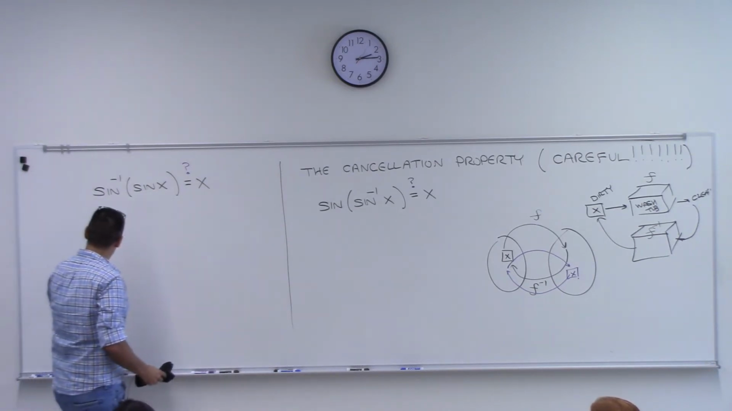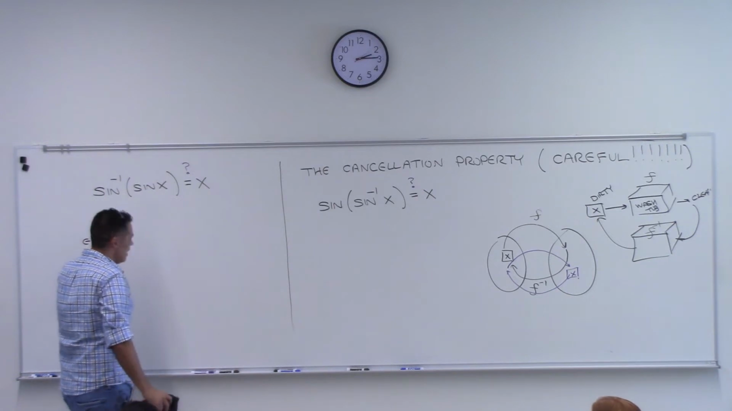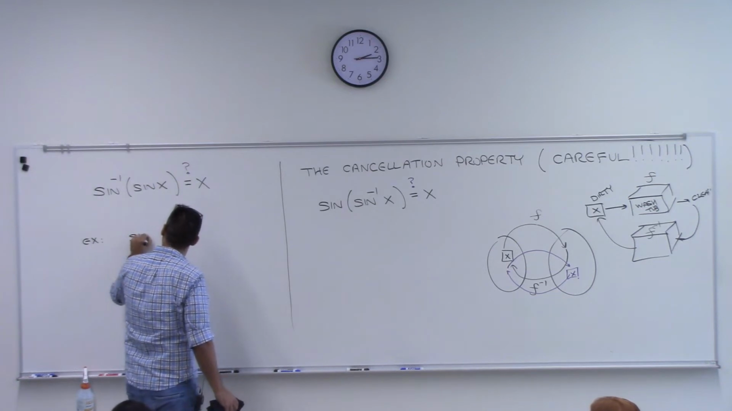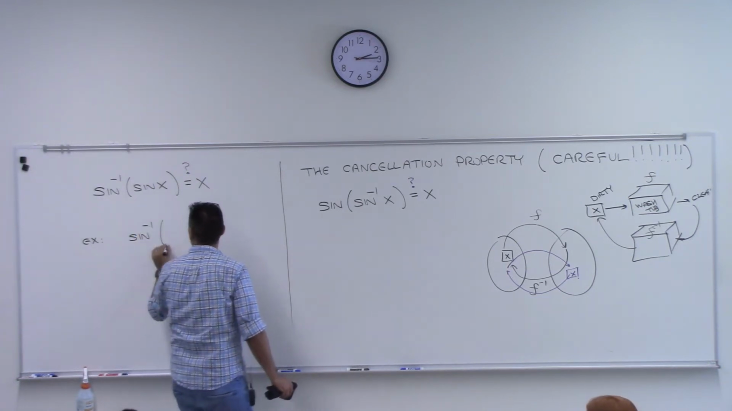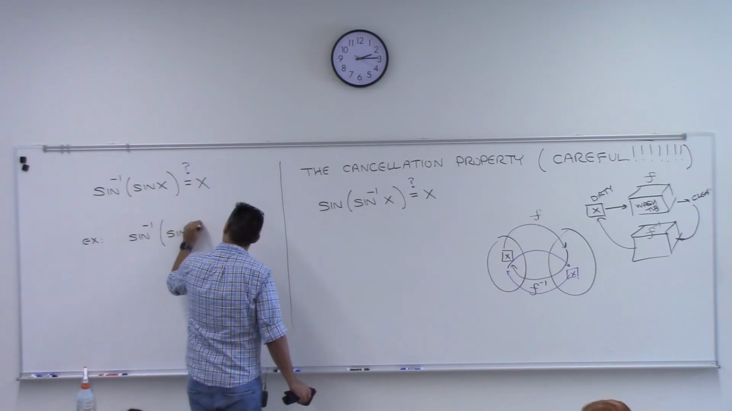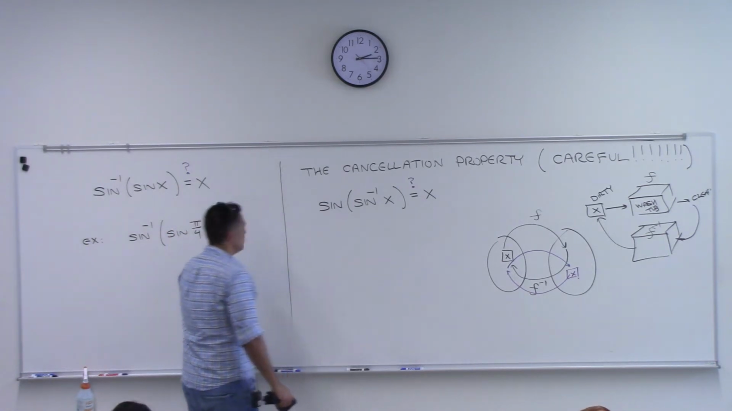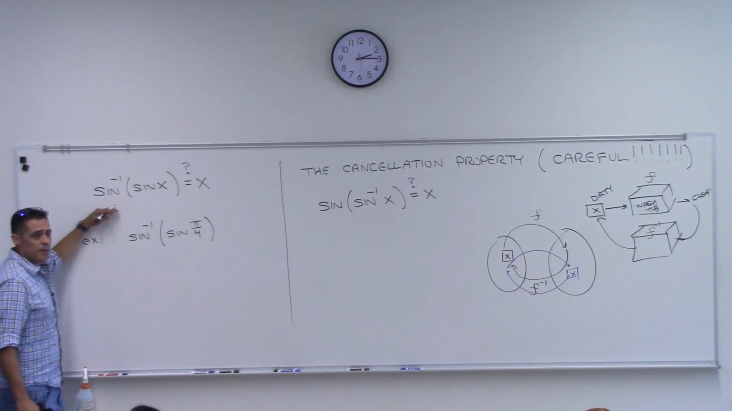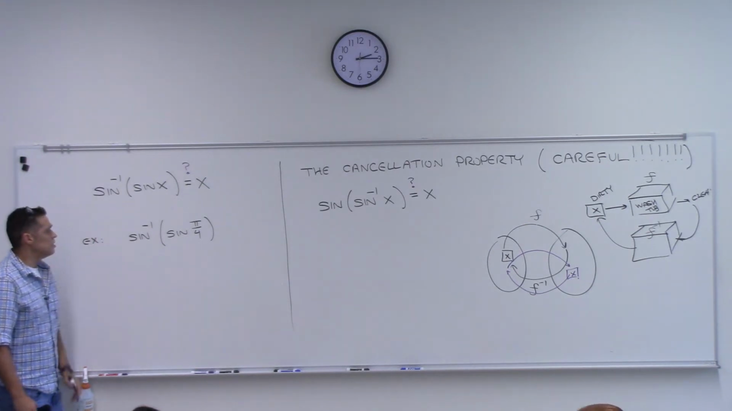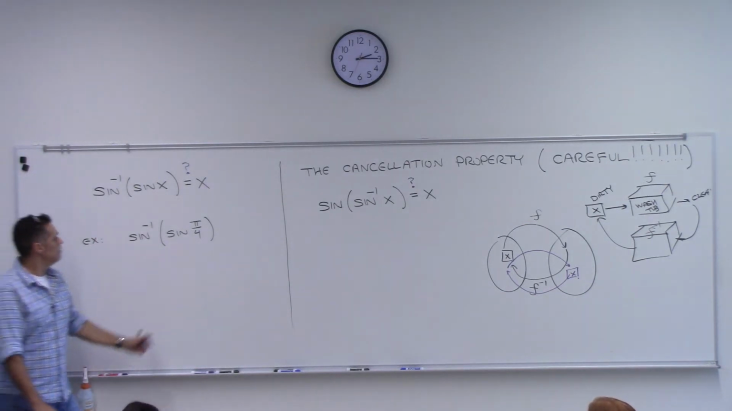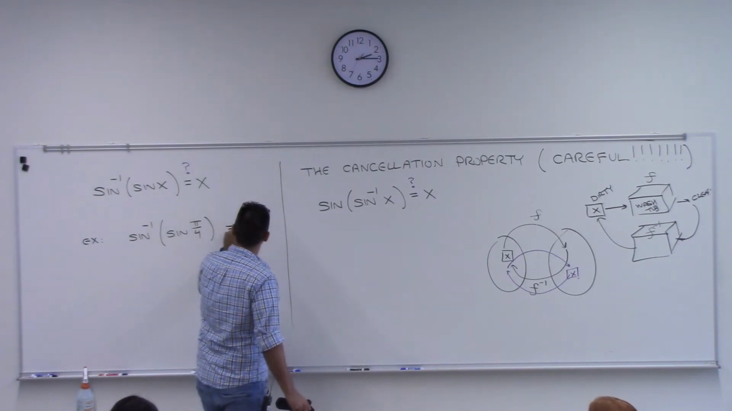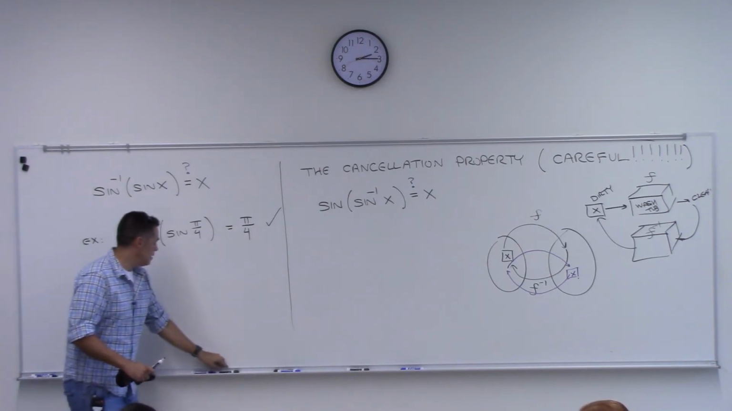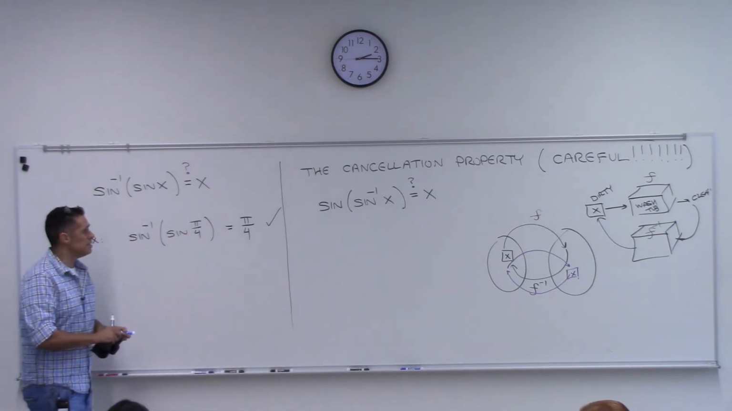Watch. All right, example. Let's start with this one. How about sine inverse of sine of pi over 4? Let's start with that. Well, if you believe the cancellation property, if you believe this is true, the answer should just be what? Pi over 4. Okay, and I'm going to tell you right now, that is true. Let's see why it's true. Let's do this piece by piece.